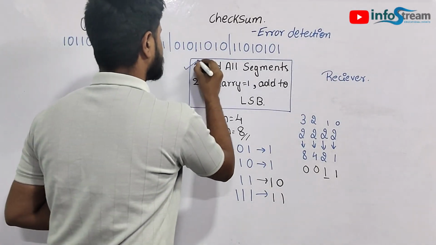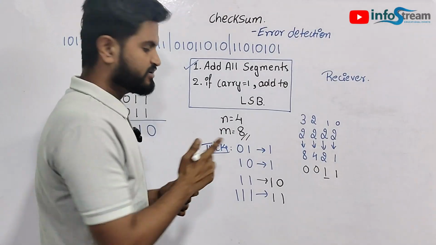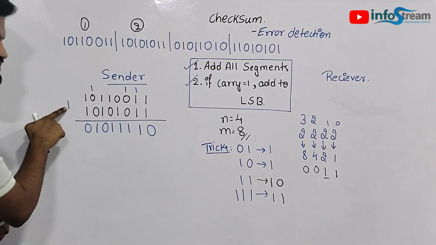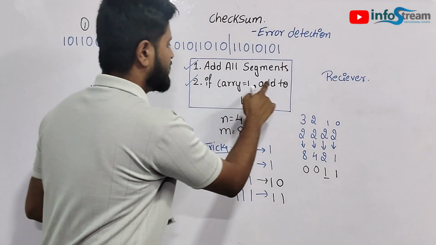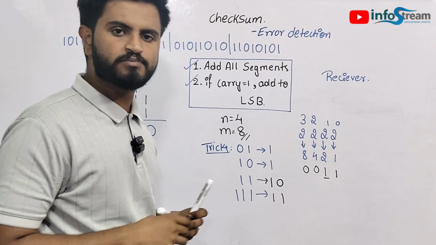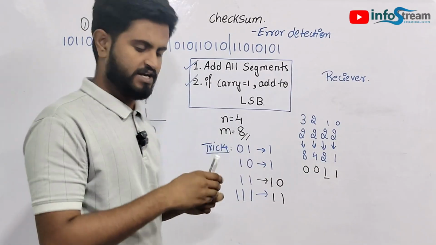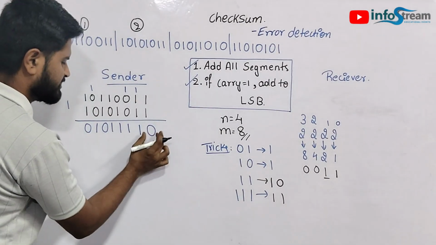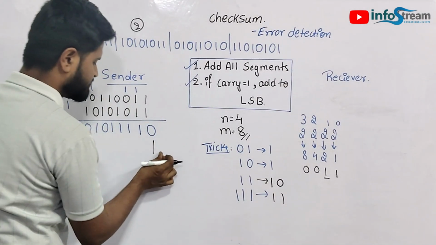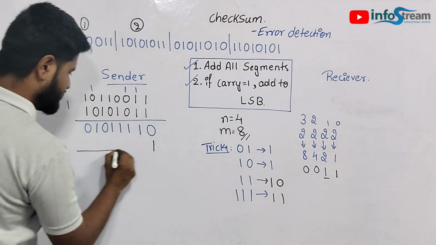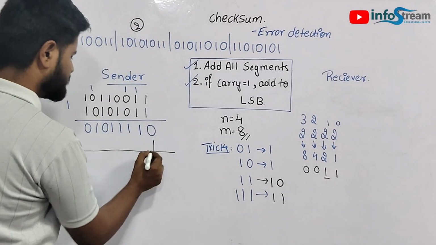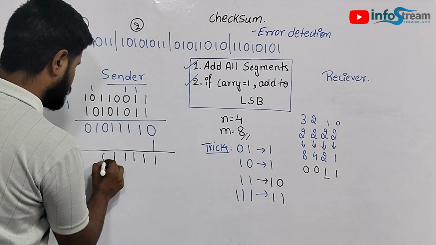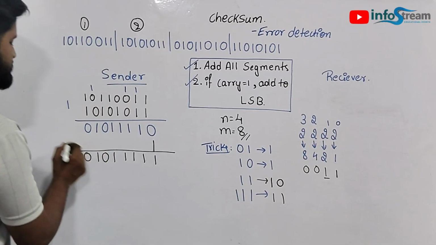Now the first step is over. That is, add all the segments. The second step is, if carry is equal to 1. Here, the carry is left out at the last step with 1. Add it to the LSB. What is LSB? LSB means least significant bit. So I will be adding this 1 to the least significant bit. The last digit will be called the least significant bit. So I will be adding 1 to that. Now 0 plus 1 will be 1. So all others will remain as they are, because no carry has been given to the next step.